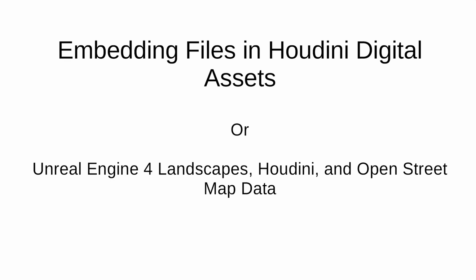This video is about embedding files in Houdini Digital Assets. The reason that you would want to do this is if you're distributing a Houdini digital asset to one of your team members and that digital asset relies on a file in your file system, but you don't want to distribute the digital asset and all the files it relies on, so you embed that file inside the Houdini digital asset. The example we're going to use to demonstrate this is creating an Unreal Engine 4 landscape using a Houdini digital asset from OpenStreetMap data.